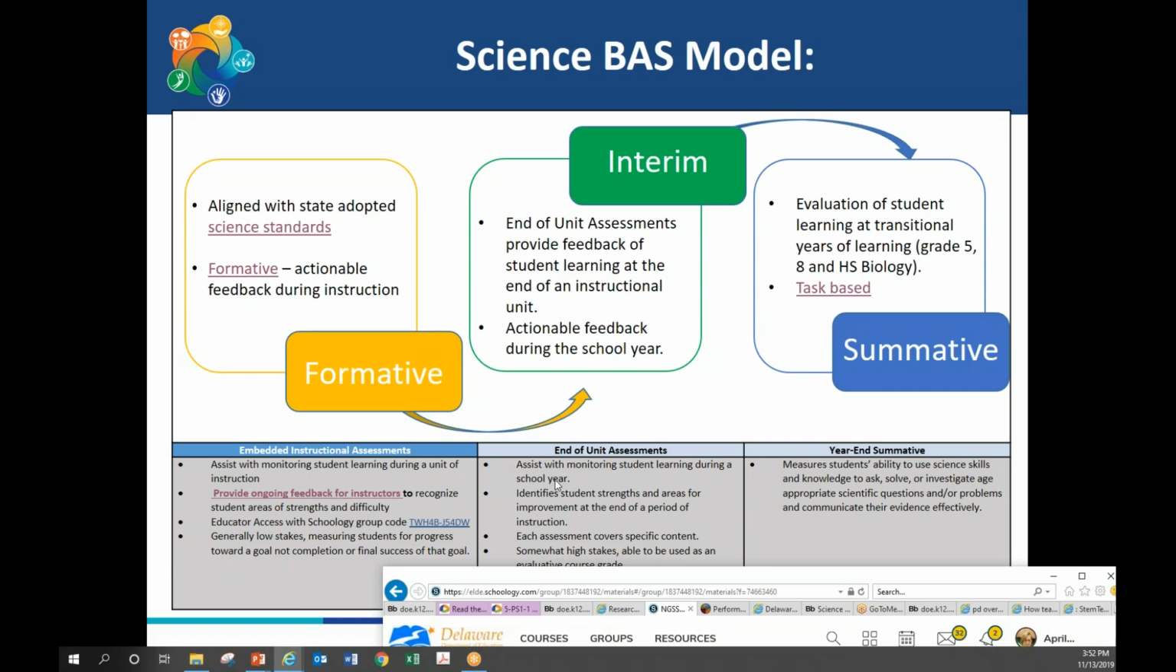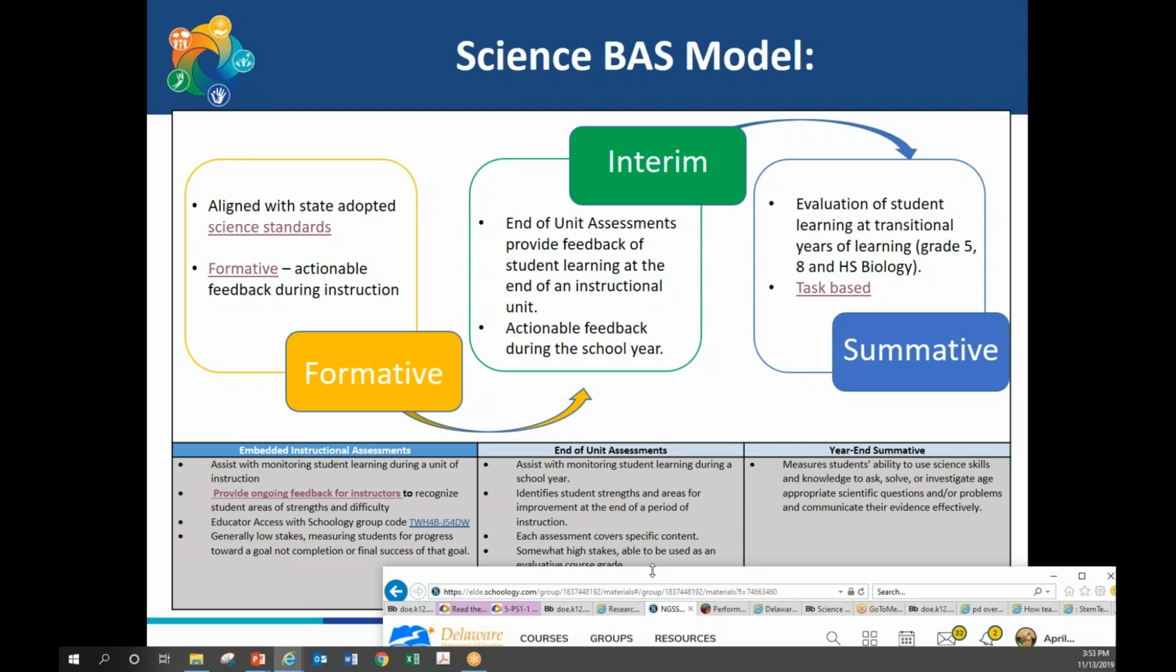These end-of-unit assessments are meant to assist with monitoring students during the school year and help identify strengths and weaknesses, especially in terms of the practices. Even if teachers weren't necessarily able to go back and reteach specific content, they could definitely continue to work on specific practices throughout the year.